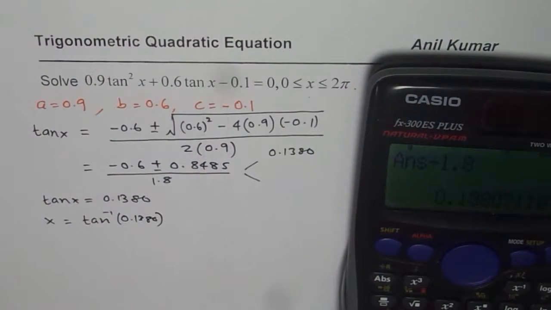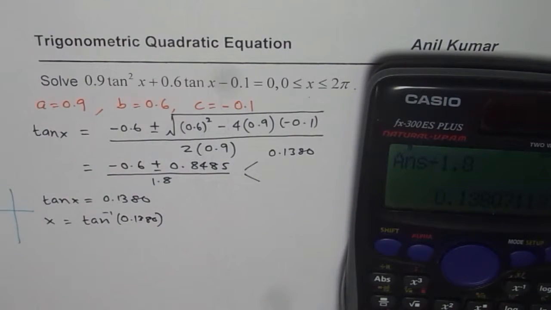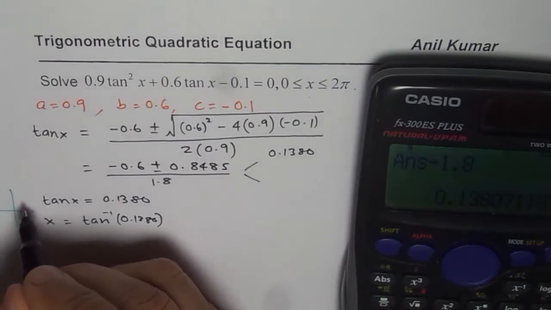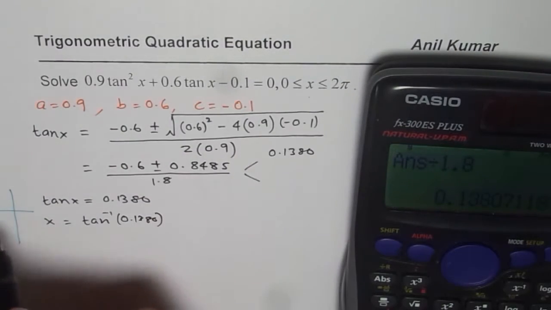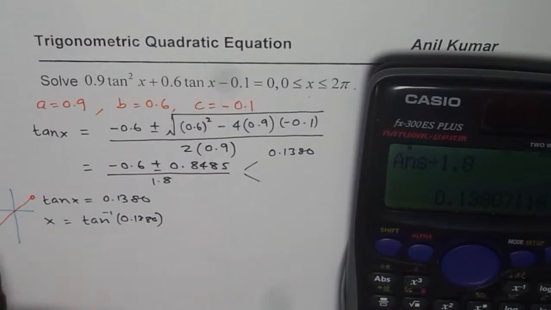0.1380. Remember also that tan of x is positive in 2 quadrants, or you can say tan has a time period of pi. We have to give solutions from 0 to 2 pi, correct? So we are expecting two solutions, one in the first quadrant, the second one in the fourth quadrant, correct?